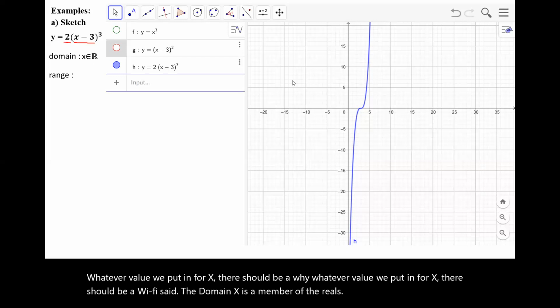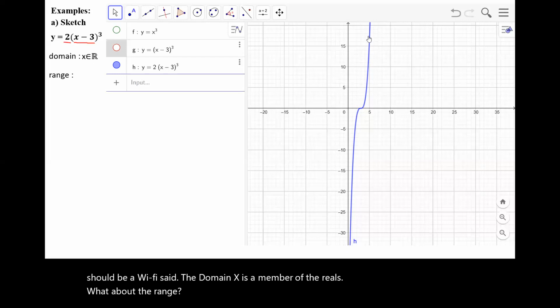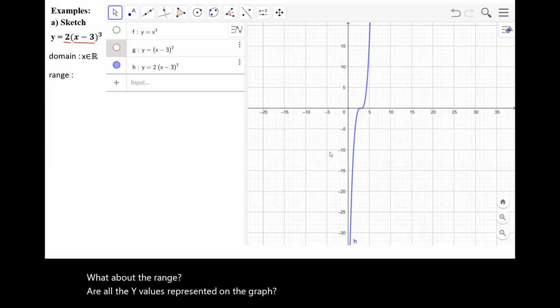What about the range? Are all the y values represented on the graph? Certainly looks like it to me. So the range, y is a member of the reals.